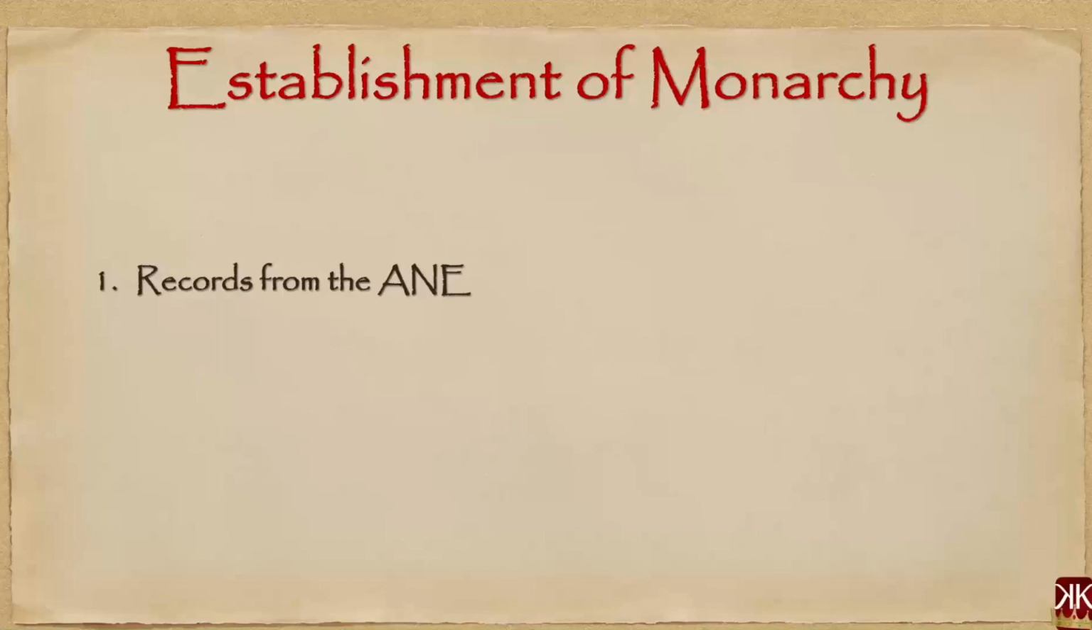We're going to start with what we know from outside sources, and then we're going to bring in the biblical text as needed, critically. The three tools that we are going to use would be records from the ancient Near East. We're going to have to look at those critically. We're going to use archaeology. We're going to use that critically. And then the biblical text, we're going to look at that as well critically.